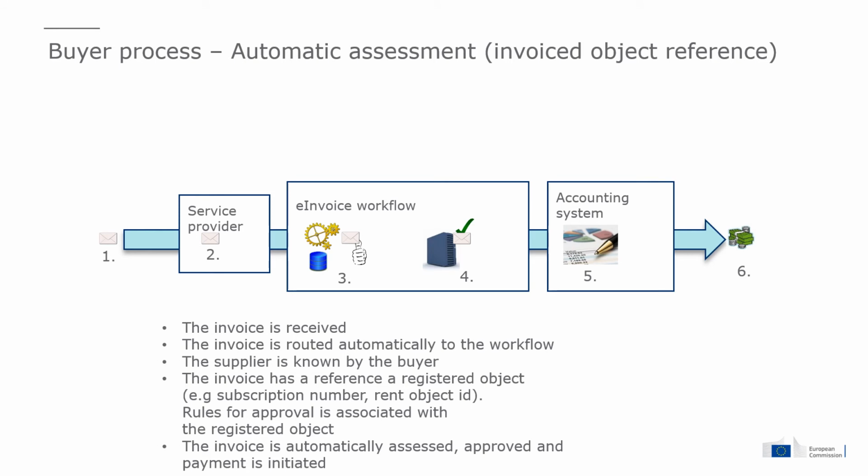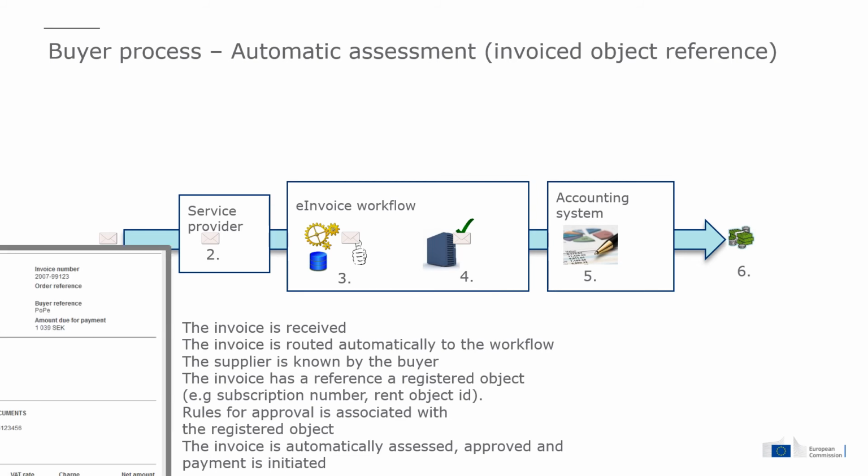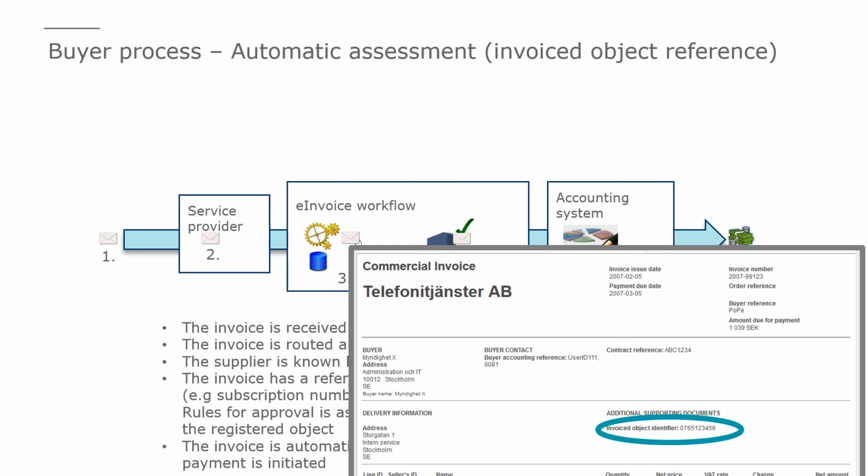So then you can identify those phones and discontinue those subscriptions because no one is using them. So that was a way, in a big organization, to find out that you have subscriptions which are not used. This is an efficient way of working, and normally between perhaps 30 and 50% of the invoice volumes can be handled in this way. And there is a specific element called invoice object identifier in the European standard that can be used for matching against this registered object for automatic matching.